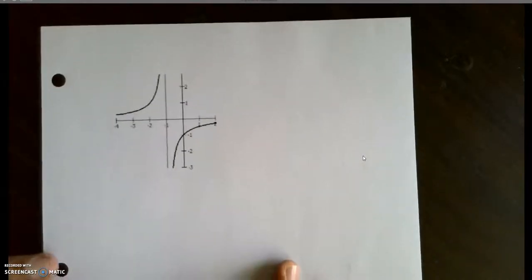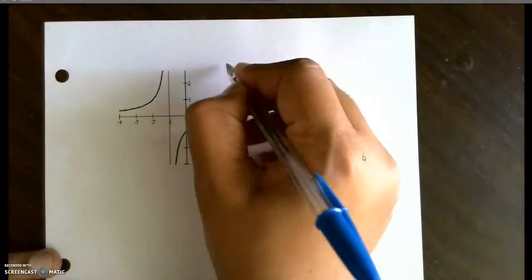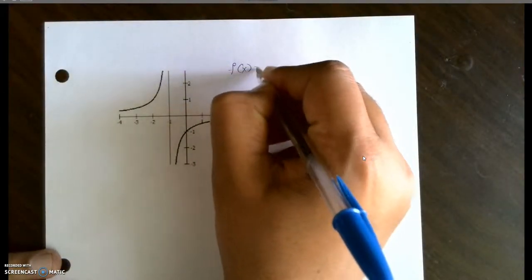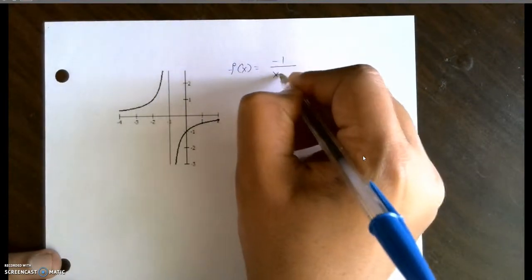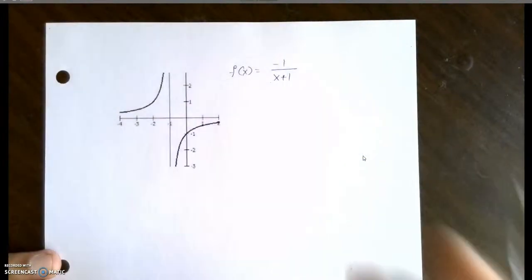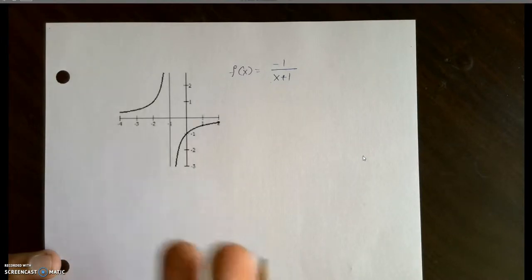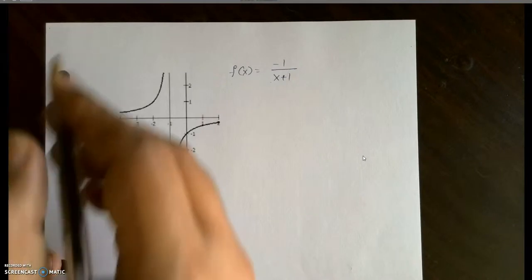for the infinite limit. You can quickly see that this would be the graph of f of x equals negative 1 over x plus 1. It's a rational function, so you're really moving the graph to the left by 1 unit, and you will have an asymptote at x equals negative 1.